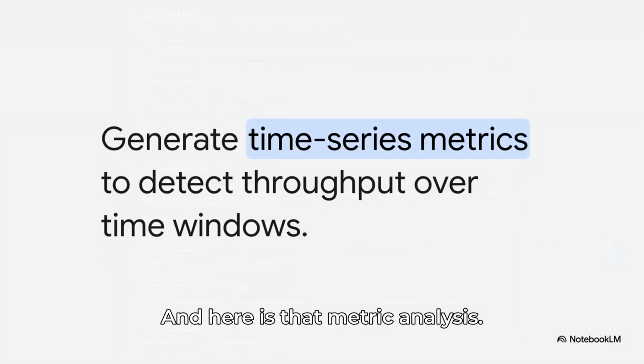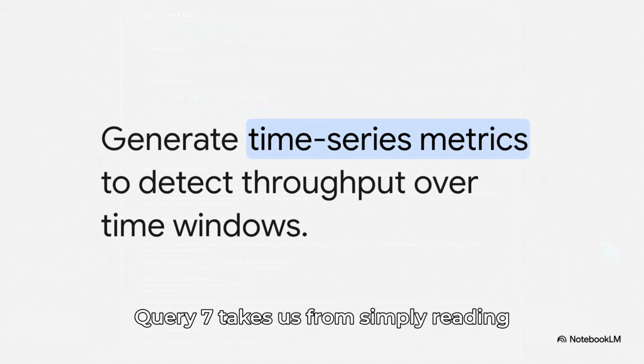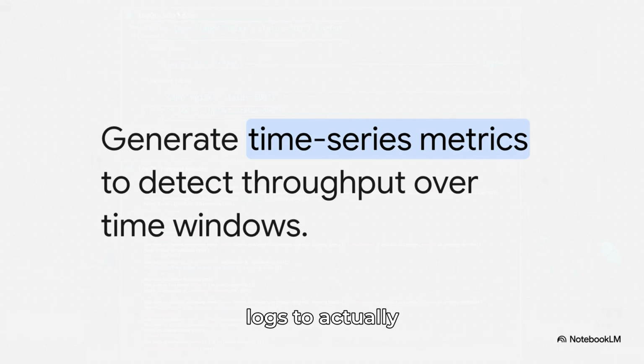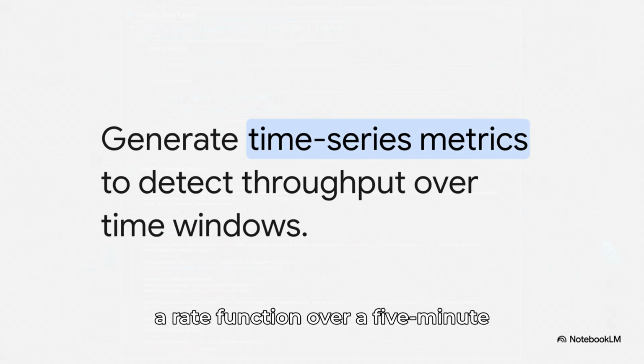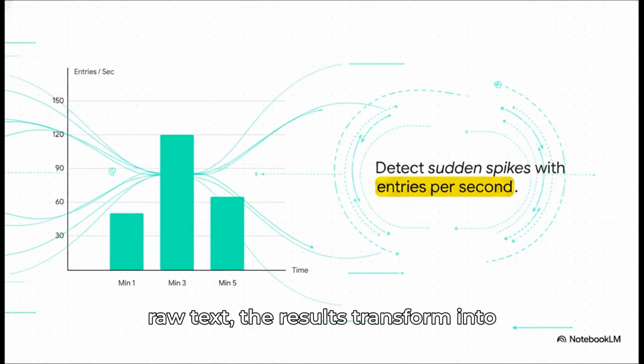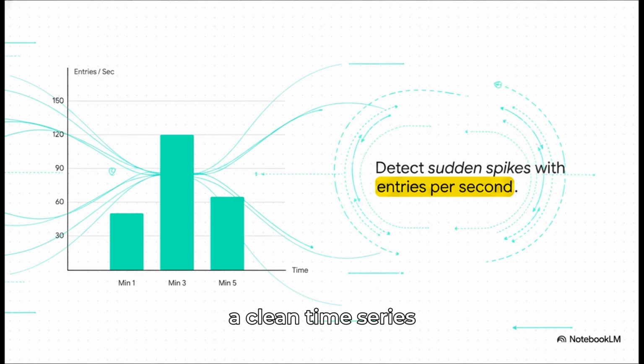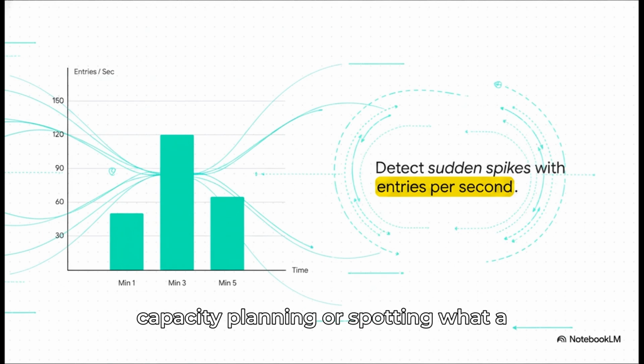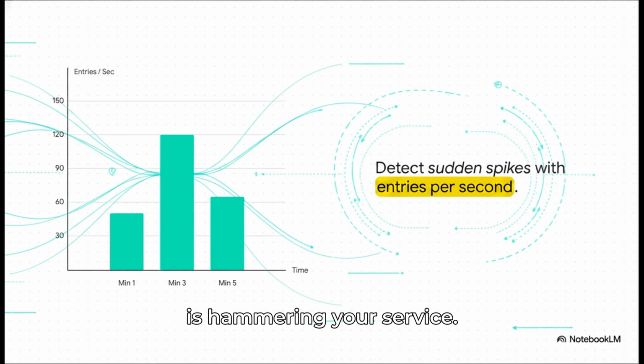And here is that metric analysis. Query 7 takes us from simply reading logs to actually generating metrics on the fly. By wrapping our entire stream in a rate function over a 5-minute time window, using those square brackets, we can instantly detect system throughput. So instead of spitting out lines of raw text, the results transform into a clean time series metric visualization. This shows you the exact number of log entries per second. It is absolutely perfect for capacity planning or spotting when a sudden spike in traffic is hammering your service.